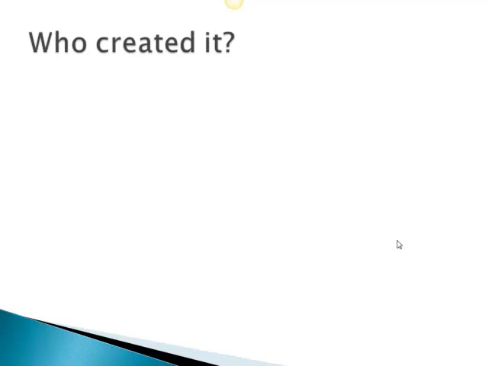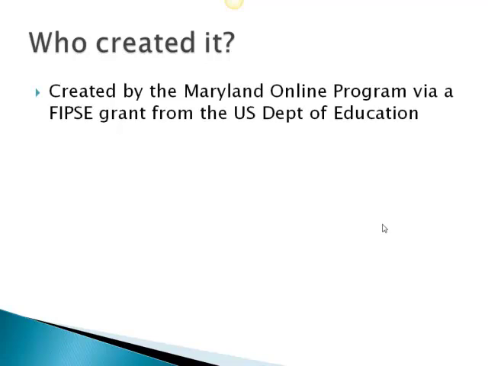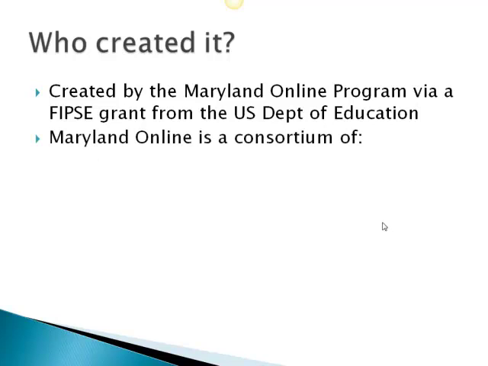Let's take a minute to look at some of the elements associated with the Maryland Online Quality Matters Rubric. First of all, who created it? It was created by the Maryland Online Program via a FIPSE grant, which was awarded by the U.S. Department of Education. This took place several years ago. The Maryland Online Program is a consortium of K-12, community colleges, and universities and colleges in the state of Maryland.